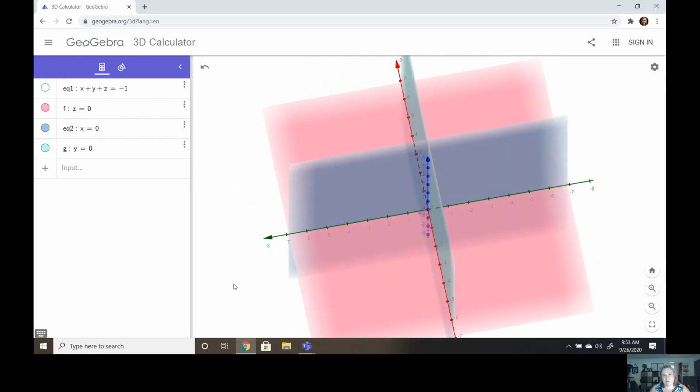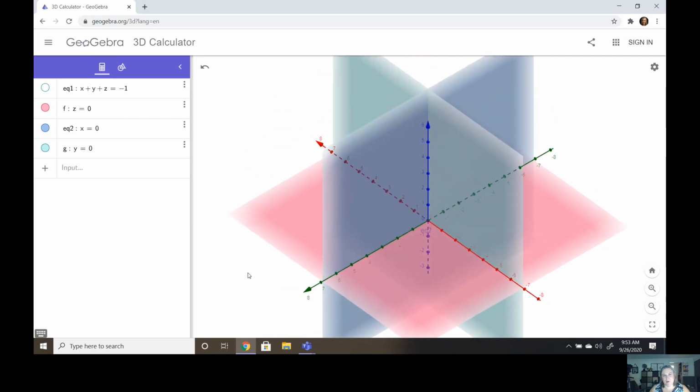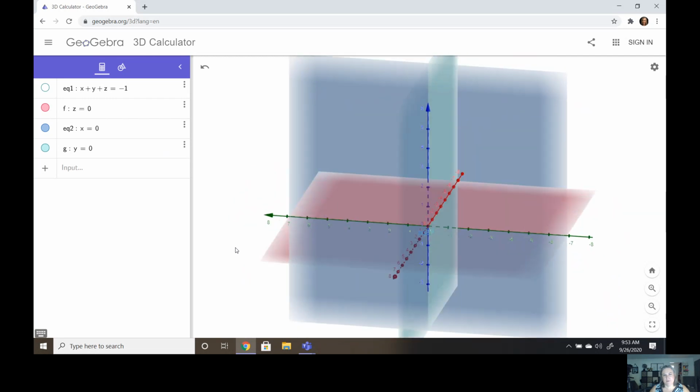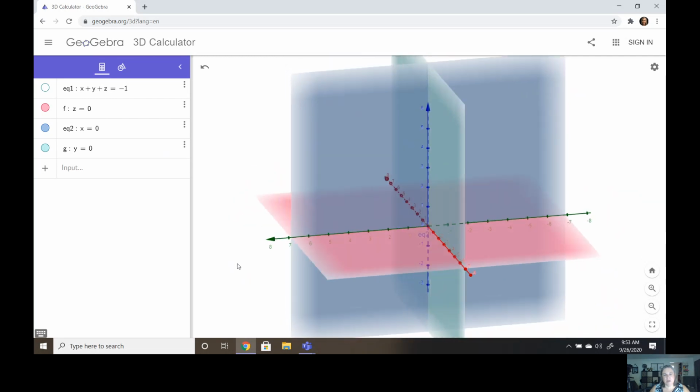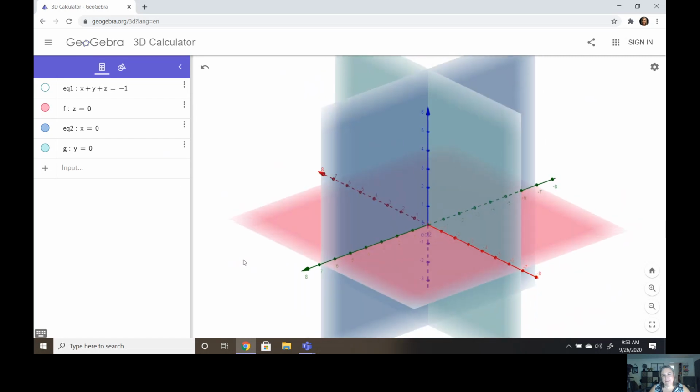And where does that plane intersect? Well, it intersects at the point 0, 0, 0. That's where they all cross, those 3 planes. Okay, so you can see how that works. And that's what we'll be talking about now. I'm going to show you some different images, and we're going to talk about how they intersect.